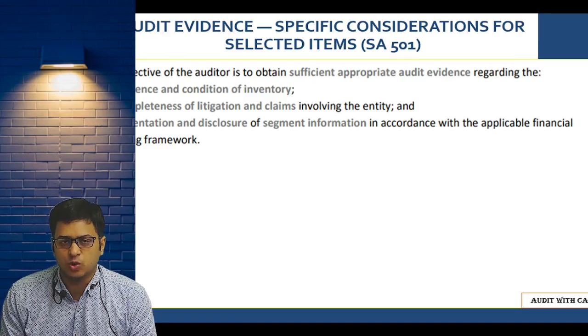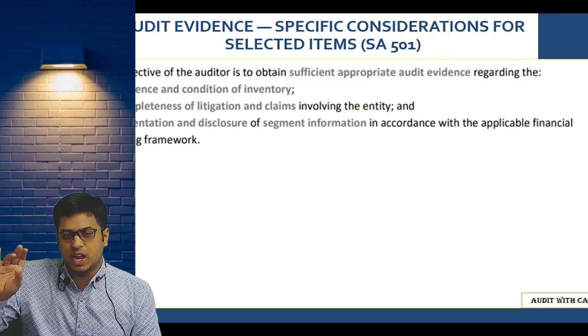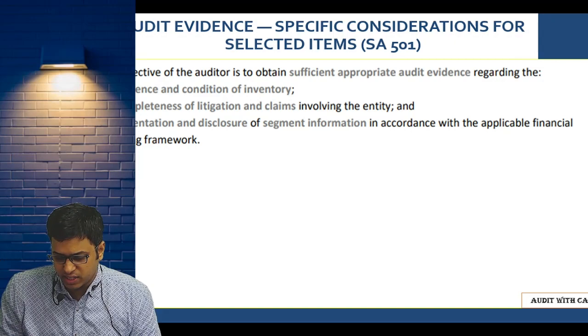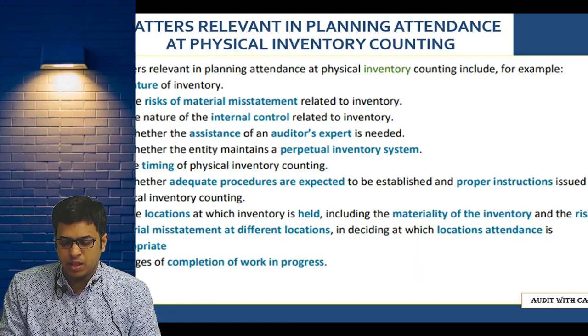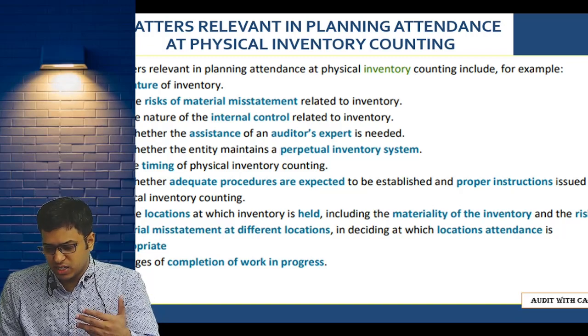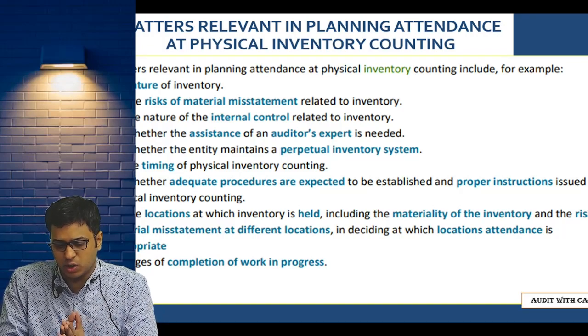SA 501 as you know deals with three matters, that is inventory, litigation and claims and segment information. Okay? So it deals with three parts. Now first we will do the matter in relation to inventory. So inventory ka again refer the diagram which is there in your notes and I'll just show you the points which are there on the screen. You will see all the points there.